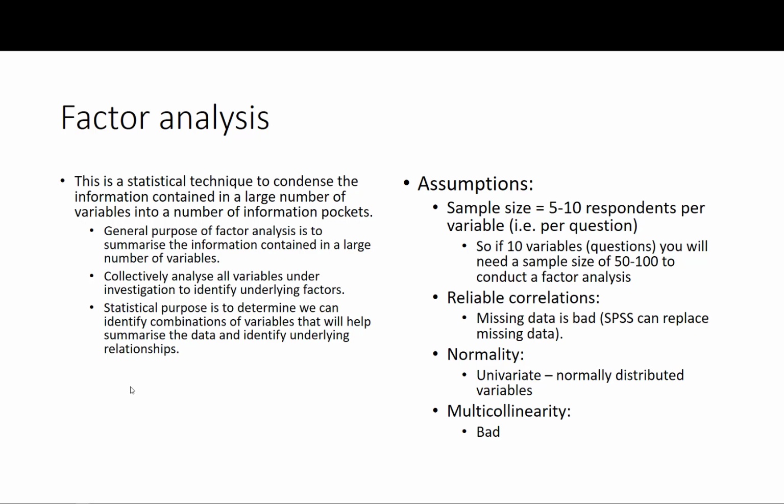We need reliable correlations. Missing data is very bad for factor analysis. So if you need to run a factor analysis, you will need to replace the missing values following the SPSS and PSPP procedures. We are assuming normality, so that the variables are normally distributed, and that multicollinearity is very bad in this case.